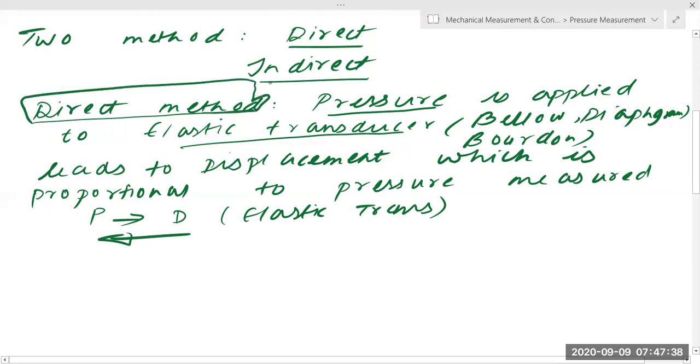Now I'll explain what the indirect method means. In the indirect method, the pressure that is to be measured is not measured directly in terms of displacement.